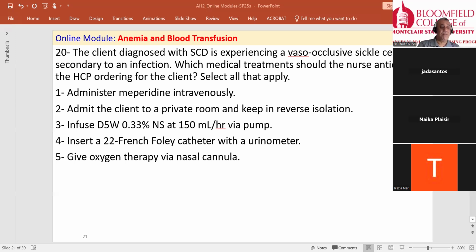And what about number 4? There is no reason unless the patient has a Foley catheter. That's a different scenario. But we didn't. No need for the Foley catheter. What about number 5? Yes. So number 3 and number 5.